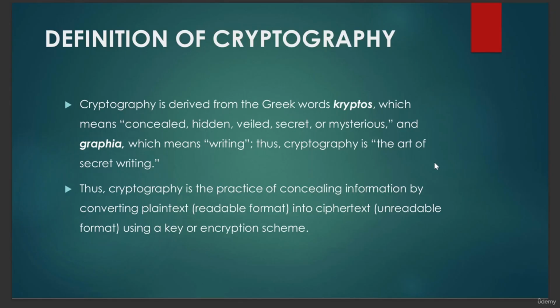So over here we have the definition of cryptography. Cryptography is derived from the Greek words cryptos, which means concealed, hidden, veiled, secret, or mysterious, and graphia, which means writing. So thus, cryptography is the art of secret writing. Now, cryptography is the practice of concealing information by converting plain text or readable format into ciphertext or unreadable format using a key or encryption scheme.